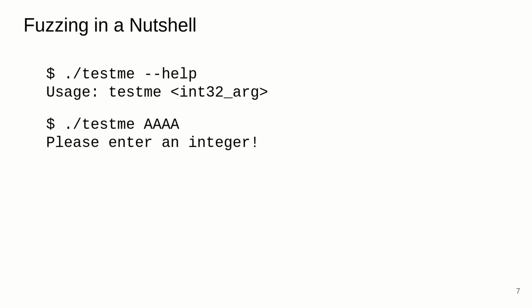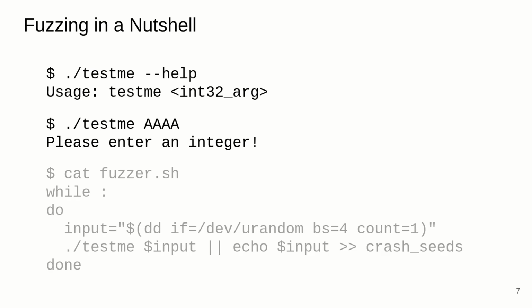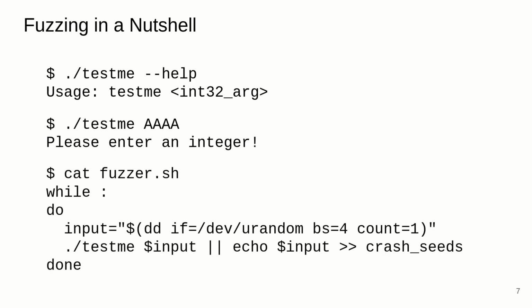And we already covered two different functionalities of this program. So let's try to automate this. And we all know that we write real code in bash, in shell scripts. So let's write our fuzzer in bash. So I'm concatenating this fuzzer shell script to the screen, and it's just a very simple while loop.